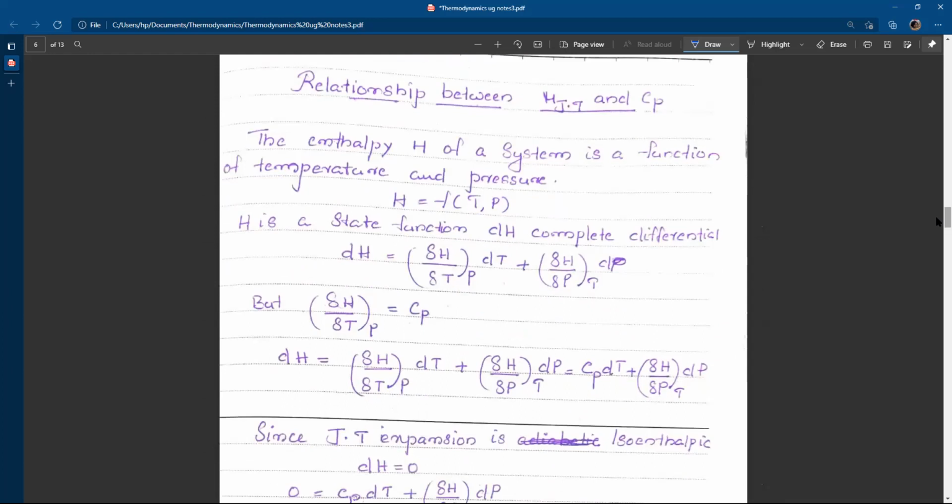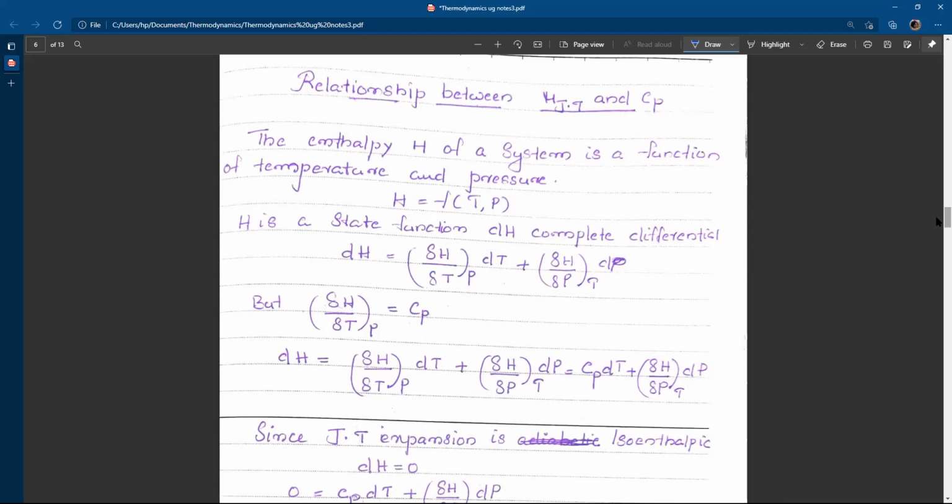Relationship between mu JT and Cp, Joule Thomson coefficient and Cp. The enthalpy H of a system is a function of temperature and pressure, like the previous case in which we took internal energy as a function of temperature and volume. And here enthalpy is a function of temperature and pressure. H is a state function and dH is the complete differential. dH is equal to dou H by dou T at constant pressure into dT plus dou H by dou P at constant temperature into dP.